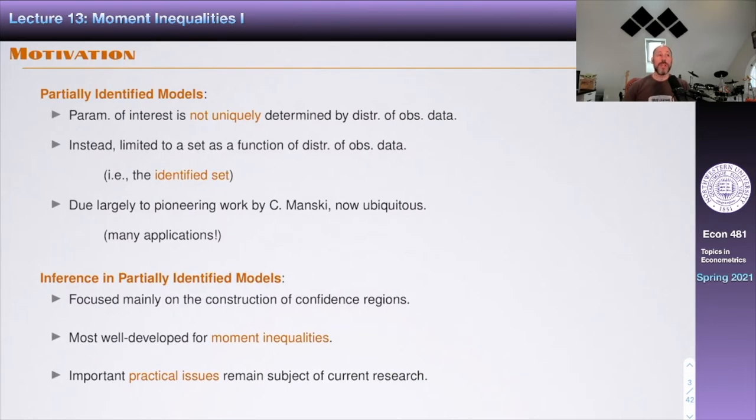So, motivation: partially identifying models. This is a situation where the parameter of interest is not uniquely determined by the distribution of the observed data. Being at Northwestern, I know that you have been exposed to this concept earlier in other courses, but here's a brief description. Instead, we say that the parameter is limited to a set that is a function of the distribution of the observed data, called the identified set.